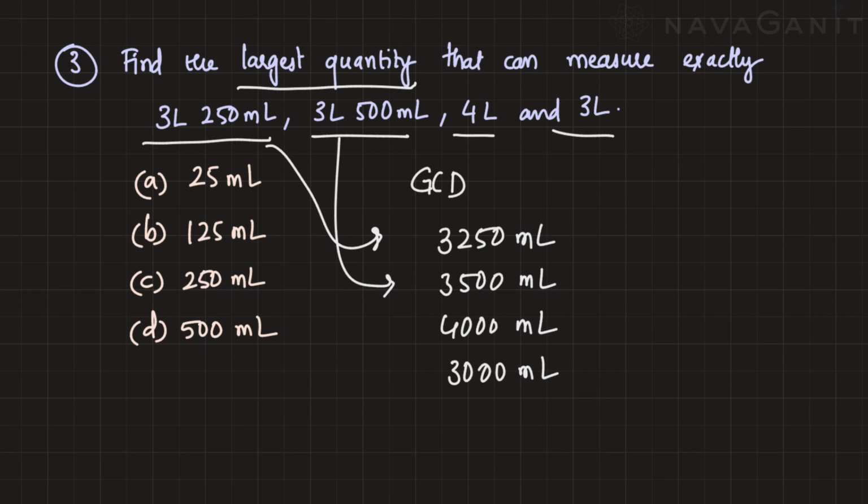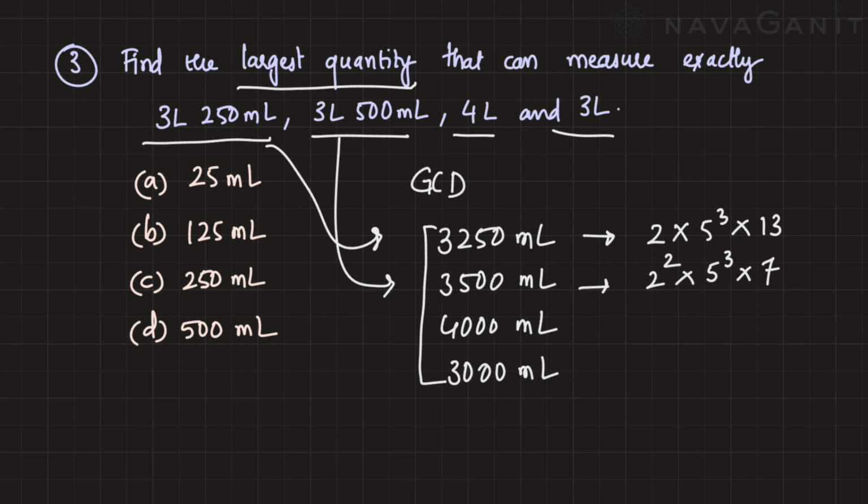So now I need to find the GCD of all these 4 numbers. So I need to prime factorize. So 3250 is nothing but 2 multiplied by 5 cubed multiplied by 13. Similarly, 3500 is nothing but 4, that is 2 squared, multiplied by 125 multiplied by 7. 4000 will be 16, that is 2 to the power of 4, multiplied by 125, that is 5 cubed. Then 3000 would be 8, that is 2 cubed, multiplied by 5 cubed.